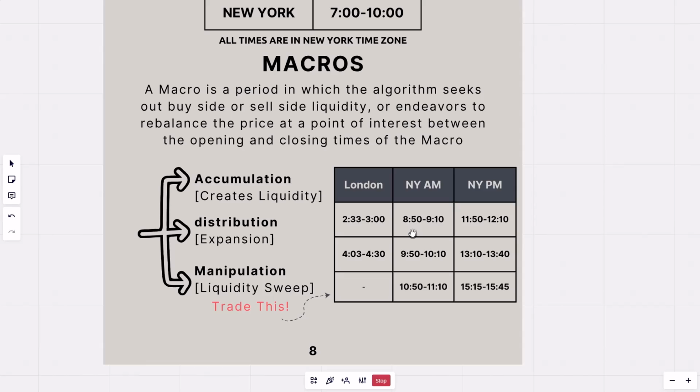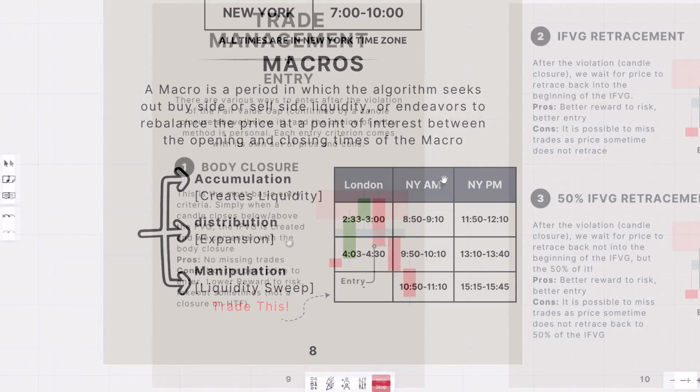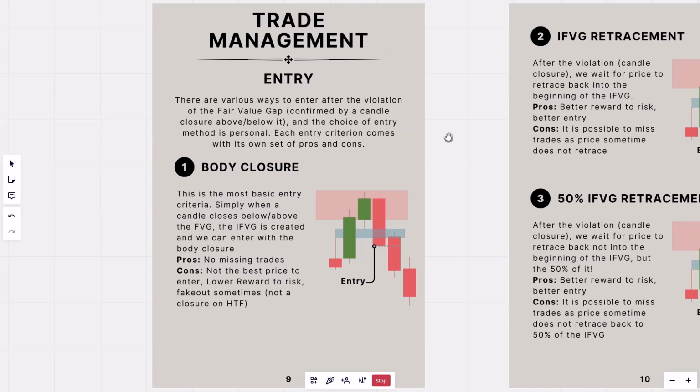Keep an eye on those, as there will be some liquidity sweeps in those time zones. And as we know, after the liquidity sweep, there is usually an inverse fair value gap available. Now, when it comes to trade management, we're going to be focusing on the entry, the stop loss placement, and the take profit.